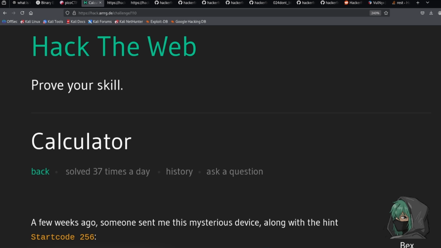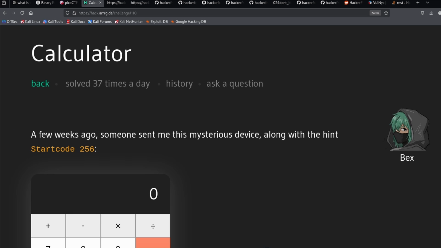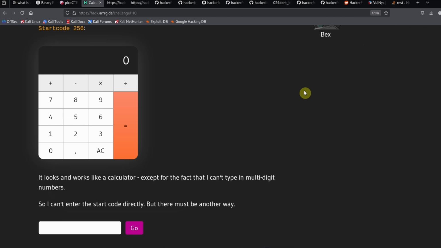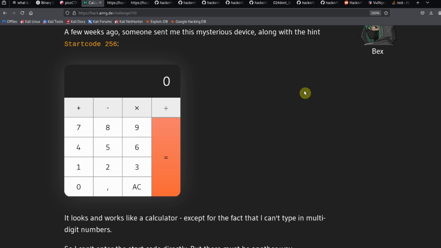So in the challenge, the description says, a few weeks ago, someone sent me this mysterious device along with the hint, start code 256. Start code 256. And what else is here? There's a calculator. But what is actually going on?